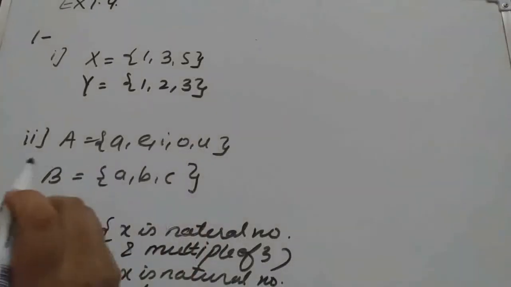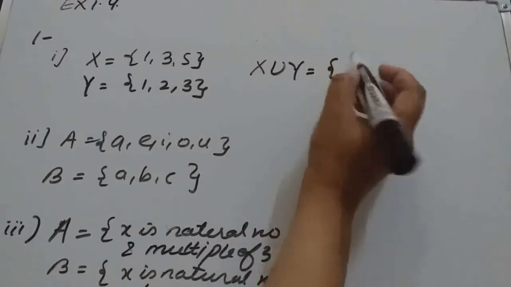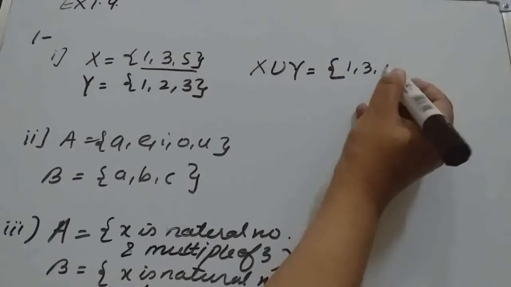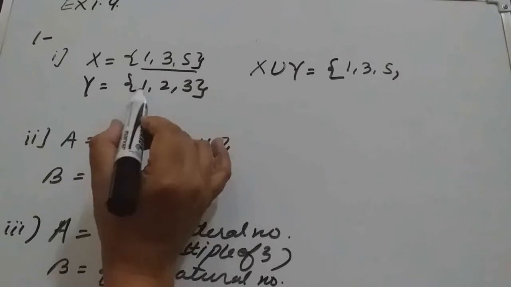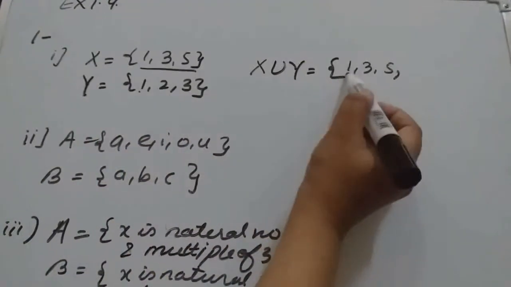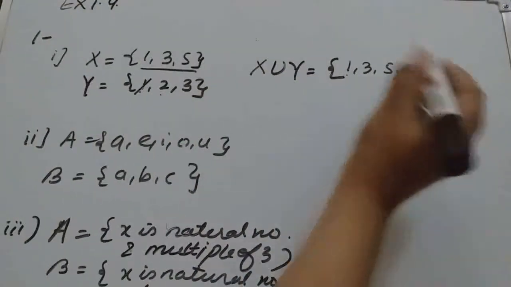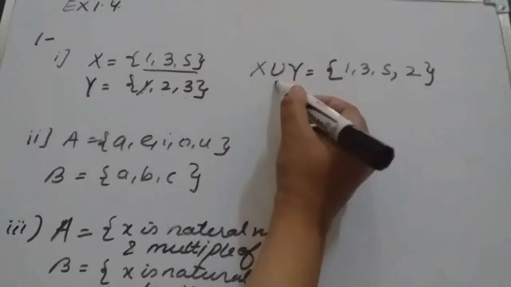See question number 1, find the union of each of the sets. Now for the first set, X union Y will be, how can you write a union? First write all the elements of the first set, then the elements of the second set. So 1 is already there, you wrote it once, so no need to write 1 again. Then 2, so you write 2 here. Then 3 is already there, so these are the elements in the union.